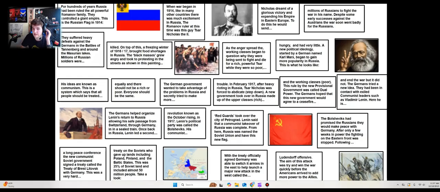A political ideology started by a German named Karl Marx began to gain more popularity in Russia. This is how he looks, right here on the top right.